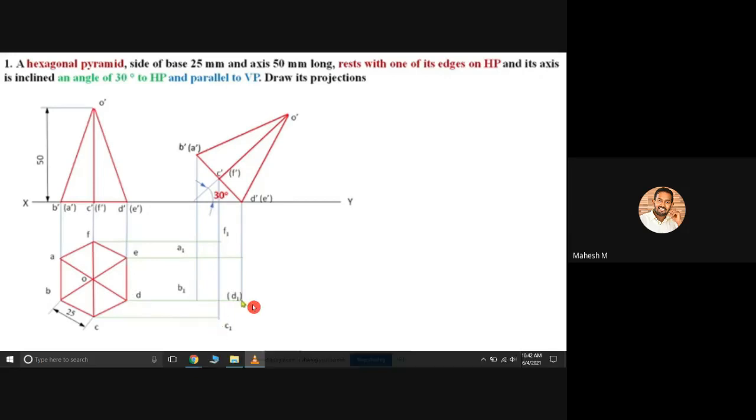Then which ones will not be visible? Sir, CD, DE, EF. Okay, so you can connect C and D with the dotted line and D and E with the dotted line and E and F with the dotted line. Okay. Yes, sir. Okay, so you can switch off your mic.